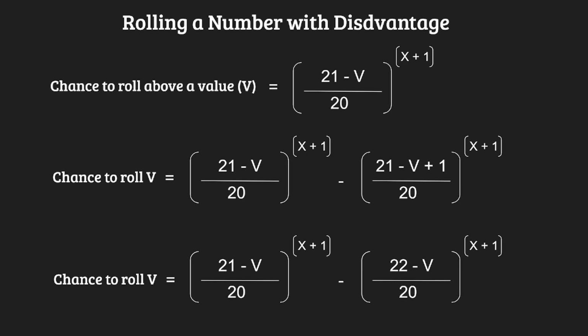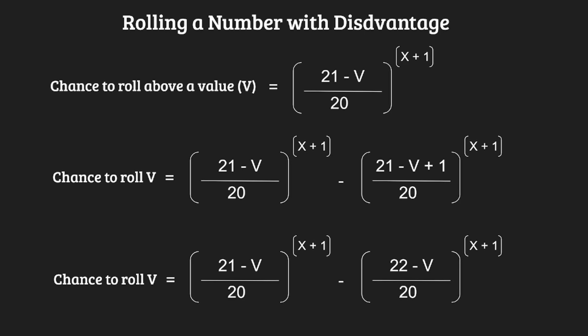So I take my chance to roll above a 17, which is this first little bit, that 21 minus V over 20 to the power of x plus 1, where x is the number of advantage I have. And I'm going to subtract from that my chance to roll an 18 or above. So I'm saying, what's the chance I roll a 17 or above, but not an 18 or above? And that's basically just saying, what's my chance to roll a 17?